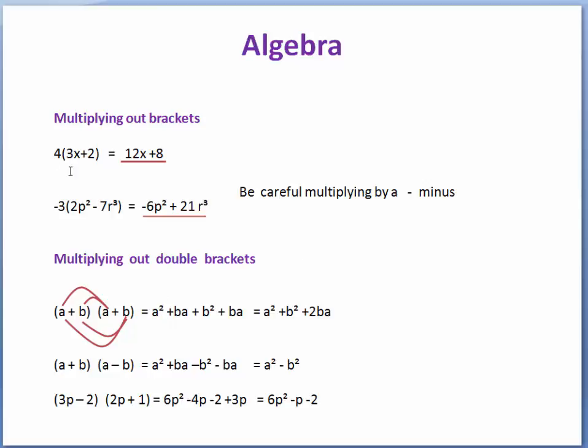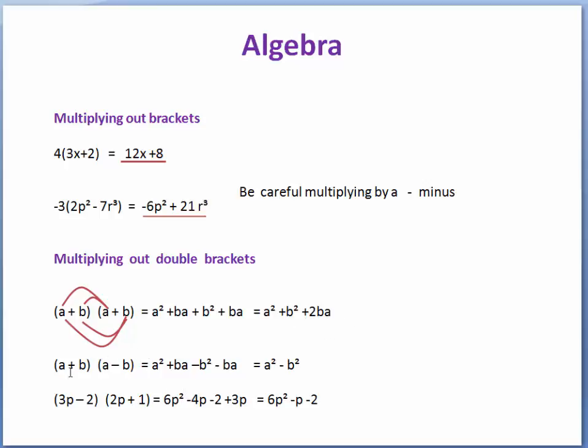Multiplying out double brackets, I always like to draw this like a lobster claw, just as an aid. So let's just go through that. So a multiplied by a is a squared, b multiplied by a is ba. Then b multiplied by b is b squared. Then b multiplied by a is plus ba. So this is what we get. And then when we combine the like terms, there's an a squared, a b squared, and there's two lots of ba, so that's 2ba. A squared plus b squared plus 2ba.